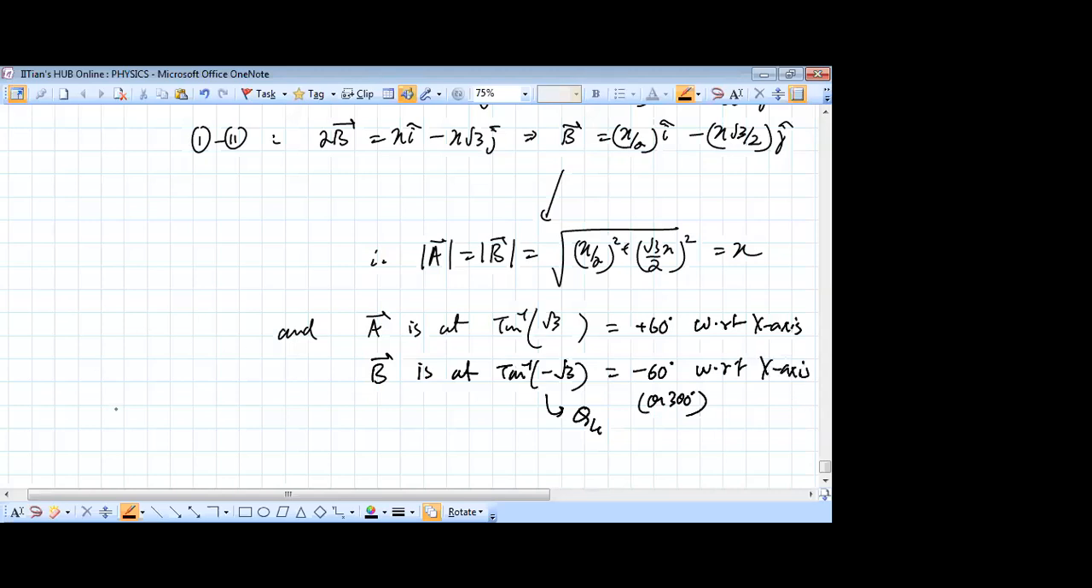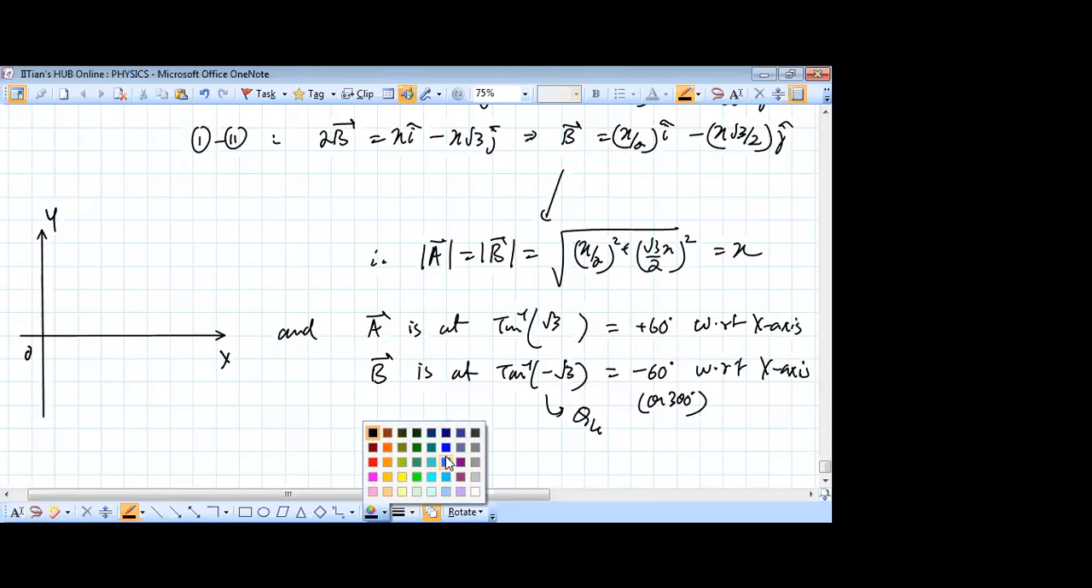Now from those above things, you can actually draw the diagram and you can understand that it's actually very much like the problem we did earlier today. But the question is asked indirectly. There the vector was drawn. Here the information about the vector is given, and we have to understand how to draw the vector. This is A, then B is like this.